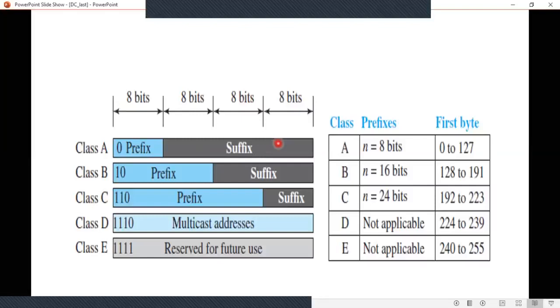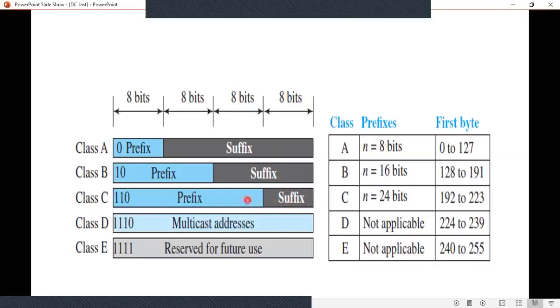And in class B, the first, how many bits? 8 plus 8, that is 16 bits, will represent the network ID, and the rest of the bits, again 16, will represent the host ID. In class C, the initial 24 bits will represent the network ID, and the last 8 bits will represent the host ID. This way you have class A, class B, and class C.